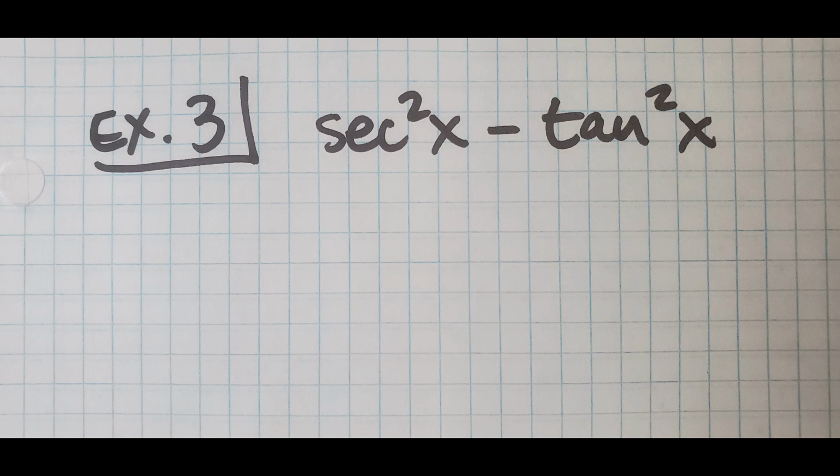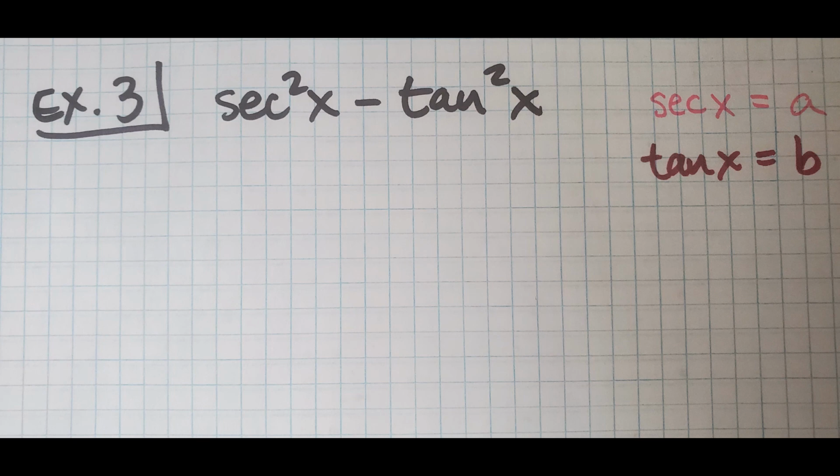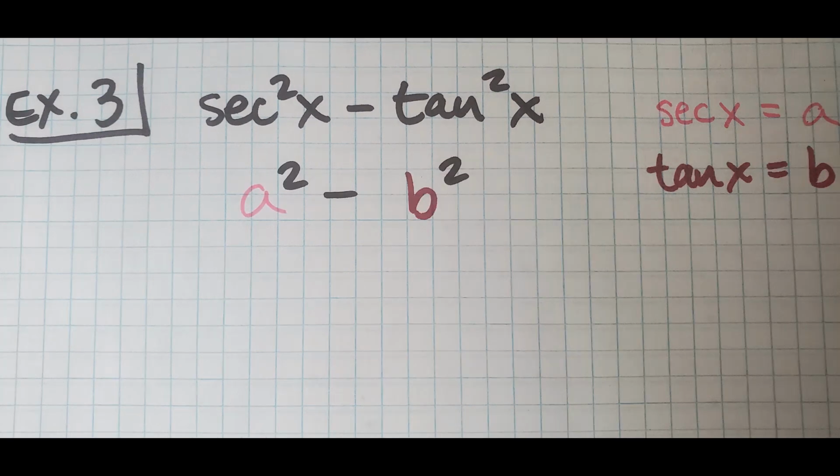So we have secant squared of x minus tangent squared of x. Just like on the last problem, I'm going to do some substitution because I don't want to be dealing with secants and tangents, especially when factoring, because factoring is kind of a messy business on its own. So secant of x, I'm going to call that A. Tangent of x, I'm going to call that B. Both of those are being squared, so when I plug in the A and the B, they're still squared. So we have A squared minus B squared, after I exchange those secants and tangents for the different letters.